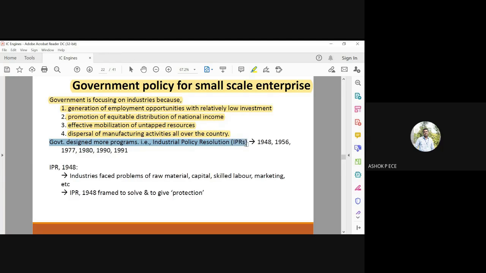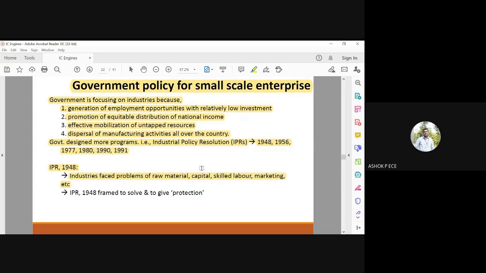Example, the Industrial Policy Resolutions, so IPRs. It was formed in 1948, and amended in 56, 77, 80, 90, 91. These are the years where the amendment was done. So IPR 1948, what the Act said is industries had an acute shortage of raw material, capital, skilled labor, marketing. See, just after independence, the IPR was formed in 1948 after the independence.